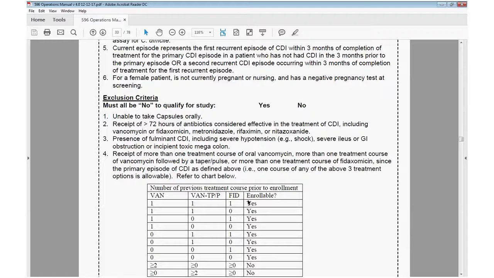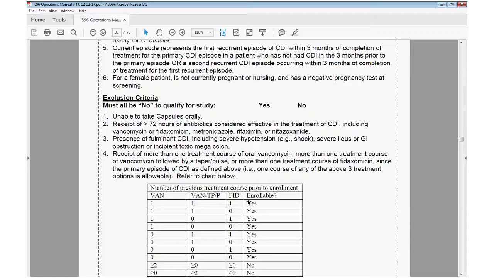Receipt of more than 1 treatment course of oral vancomycin, more than 1 treatment course of vancomycin followed by a taper or pulse, or more than 1 treatment course of fidaxomicin since the primary CDI episode as defined above. Basically, to summarize this, they are allowed to have any 1 treatment beforehand, but if they have already had 2 of the same kind of treatment, they would not be considered eligible, because there is a chance they may have that treatment again, and it would not be considered effective when it has not been successful in treating them the previous 2 times.